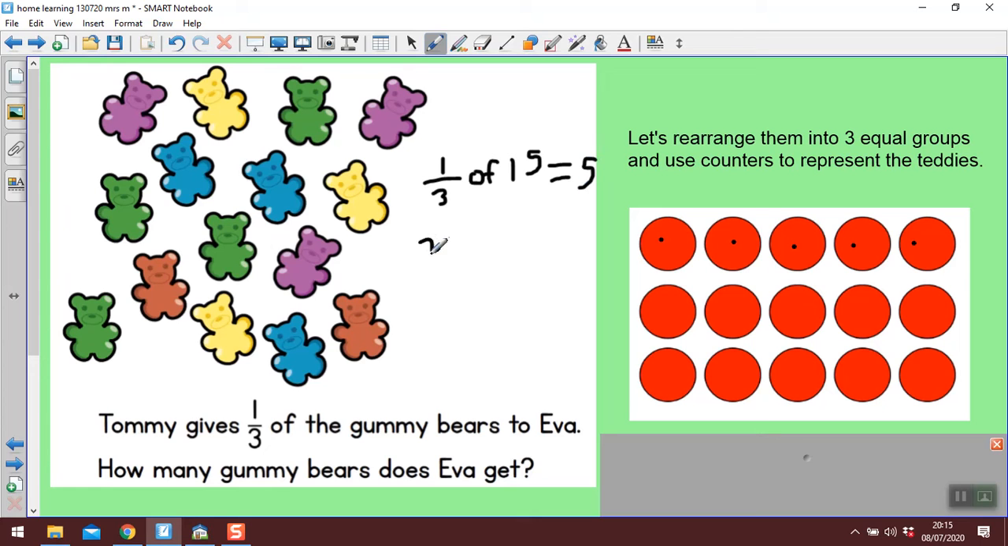If I said what is 2/3 of 15? That means that I want to look at 2 out of the 3 equal groups. So the 15 teddy bears or 15 counters have been shared into 3 groups. This is one group, 2 groups, 3 groups. So 2/3 is 2 out of the 3 groups. So how many counters is the same as 2/3 of 15? It's 5 here plus 5 more. So it's 10 gummy bears.